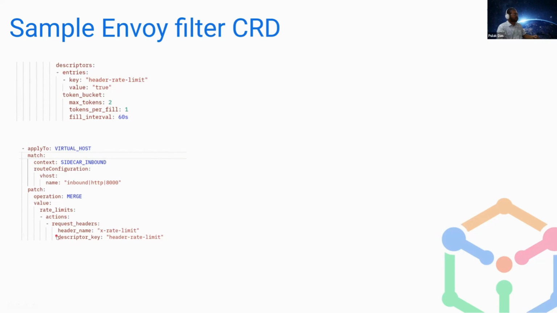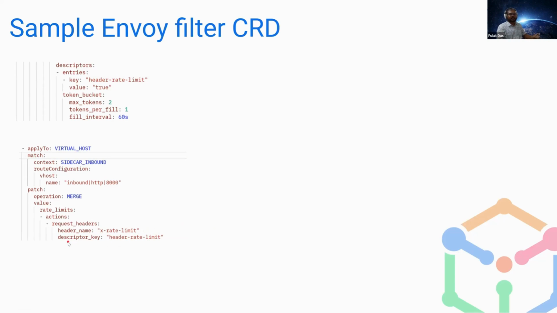Now within request headers, we are saying that the header name is X-Rate-Limit. If this particular header exists in the request, then it will pull out the value. Whatever the value is set to for X-Rate-Limit, it will take that and put it in this descriptor key, which is header_rate_limit.